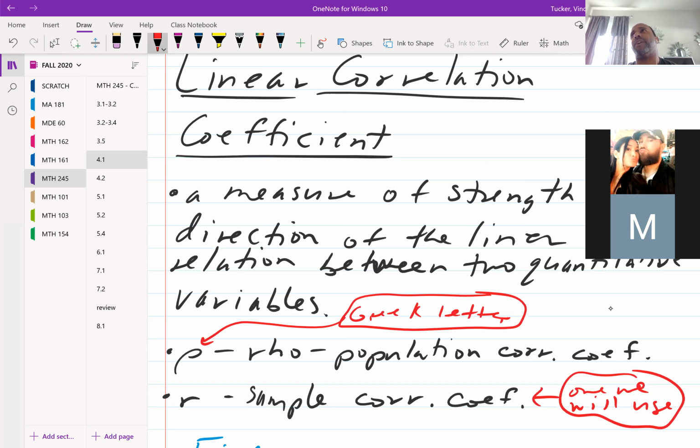Those are the only two letters that you will use. I believe we talked in this class about how your population will have certain symbolism, and your sample will have another set of symbolism. So rho falls in with the population symbols, and r falls in with your sample symbols. Those are the only two letters you could use to represent the correlation coefficient.